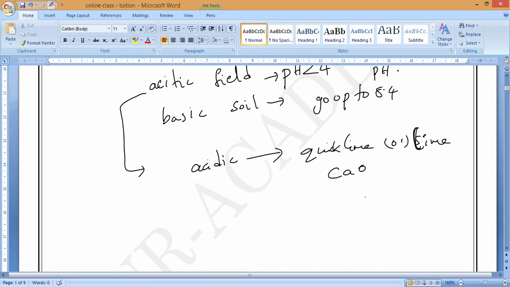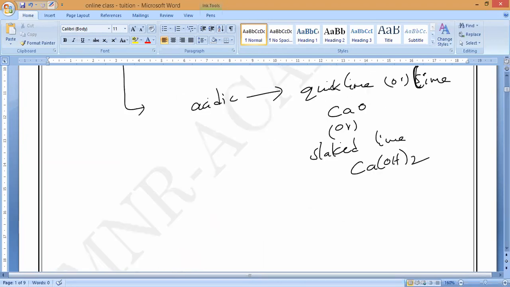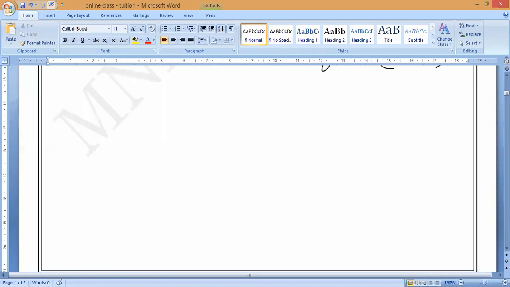Calcium oxide. Understand? Calcium oxide we can call quicklime, or we can add water to get slaked lime. Understand? Slaked lime we can also call calcium hydroxide. And as well, we can use chalk. Chalk is calcium carbonate. You understand? Carbonate. This is for when the land is too acidic.